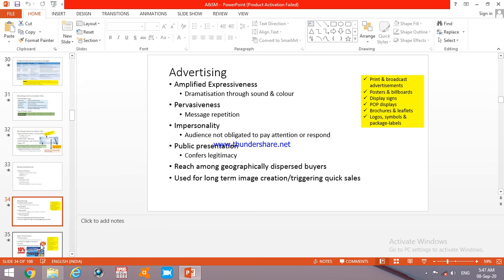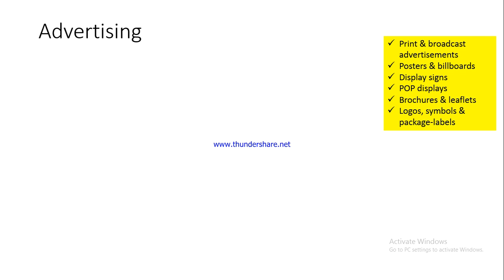Right, so what is advertising? That is what we are going to start off with today. Advertising, please understand, these are the variants, these are the various types of advertising campaigns. It could be the print and the broadcast advertising. Print is newspaper or magazines. Likewise, broadcast is television or radio. Then we have got the posters and the billboards, which is known as outdoor advertising. We have got display signs also, which are depicted near the retail shops.